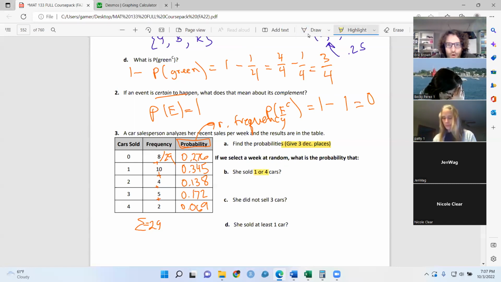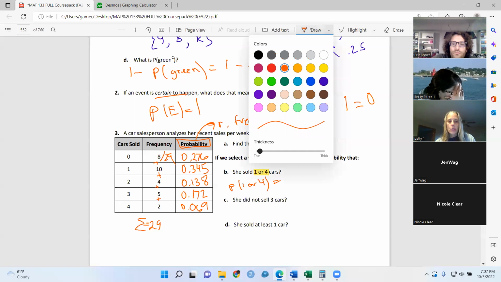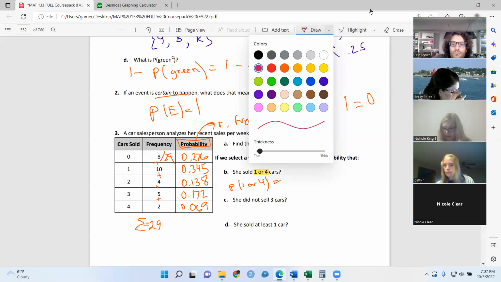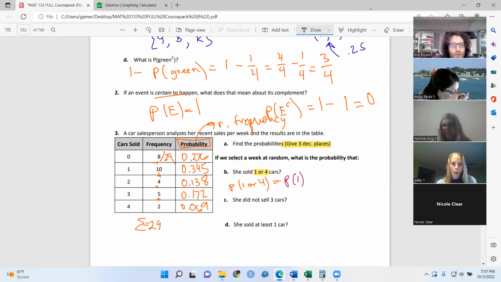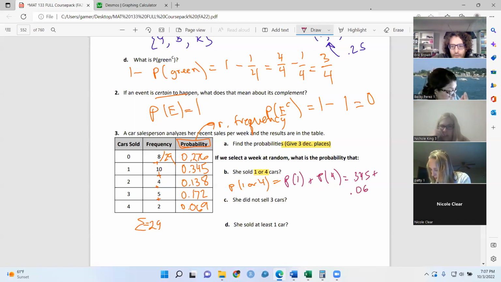So 1 or 4, what do you all say? I said 1, but I'm probably wrong. I got 5 over 29. Well, what's the probability that they sold 1 car in that week? 0.345. Okay, good. So we add the probabilities for 1 and 4. Why are we allowed to do that? Because it says or, which means to add. Do you think they're disjoint?